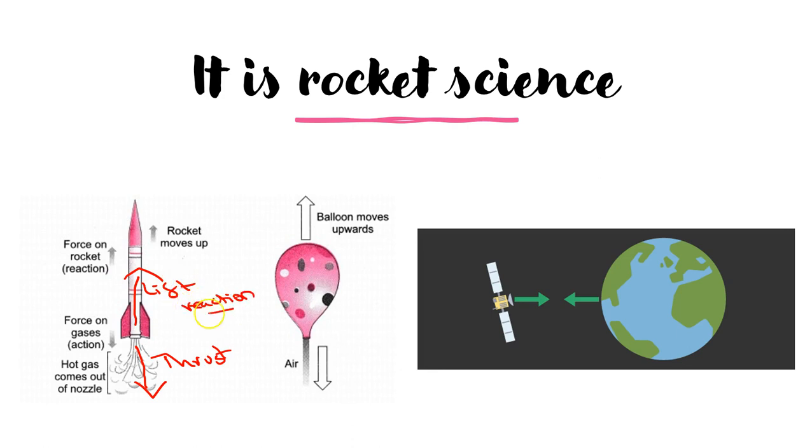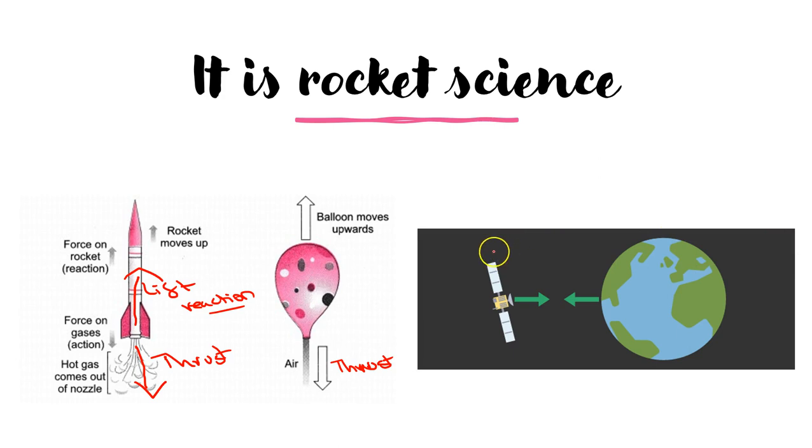We can have a look at this ourselves just by blowing up a balloon. As we release the air from the balloon, the air is pushed down, okay, which is our action force giving us thrust, and then the balloon will move upwards. So these are contact forces, the air pushing down and pushing back against the rocket, but we see the same action-reaction when we see non-contact forces, and we can see this with satellites in orbit.